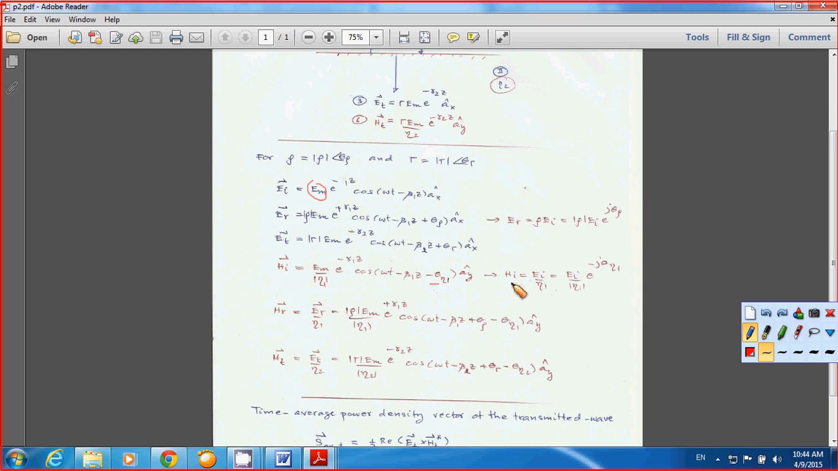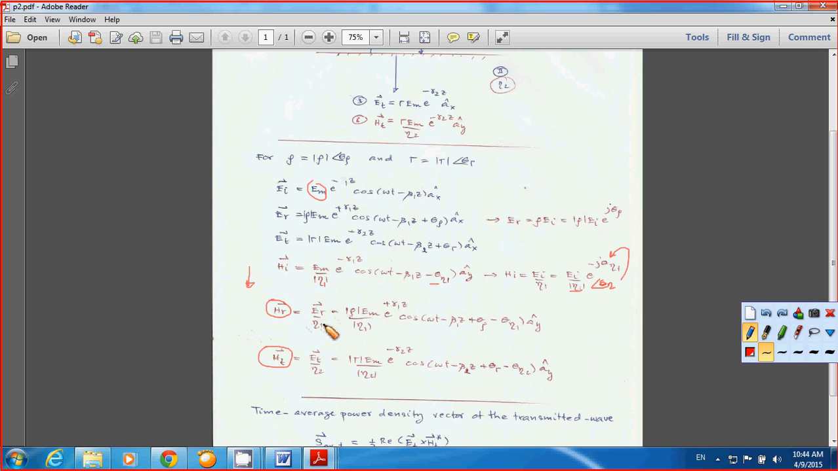Why? Because the relation of HI and EI is HI equal to EI over eta 1. When you use eta 1 equal to the magnitude and the phase angle theta eta 1 and move it up here, the phase is going to be the opposite, and that's why you have the negative phase right here. Okay, and HI has a component in the y direction. So from now on you should be able to understand and write HR and HT by your own.